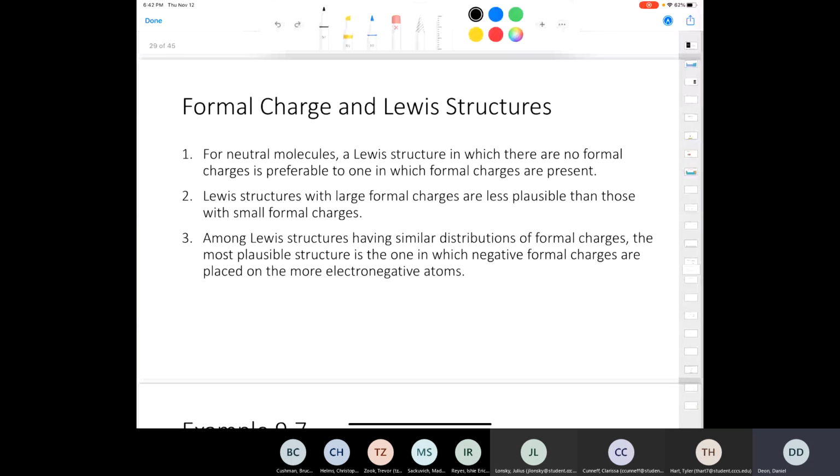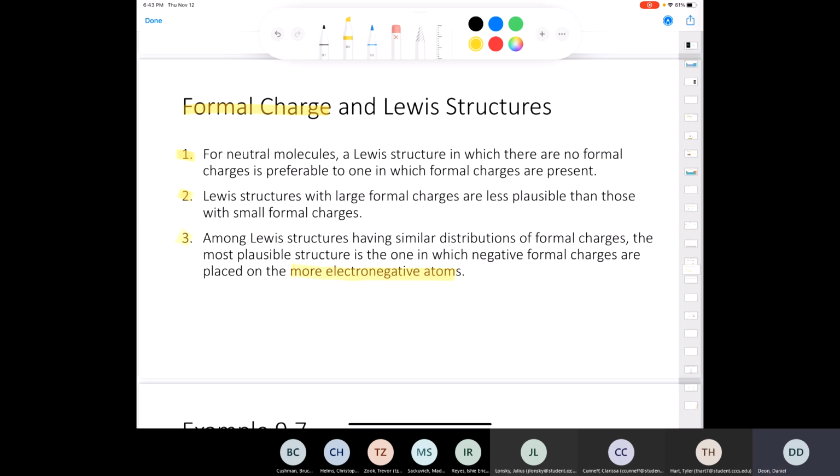Here are some more rules concerning formal charges. If you have a neutral molecule, like nitric acid that we just looked at, the Lewis structure in which there are no formal charges is preferable to one in which there are formal charges present. Lewis structures with large formal charges are going to be less plausible than those with small formal charges. And finally, comparing Lewis structures having similar distribution of formal charges, the most plausible structure is one in which the negative formal charge is on the more electronegative atom.